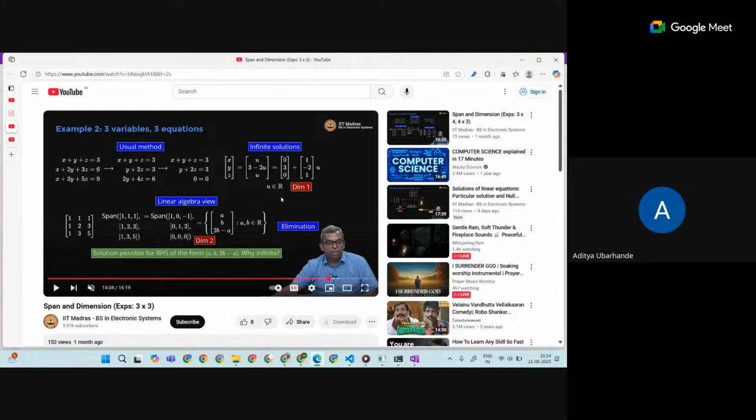Okay, sir. So it is not actually compulsory to convert it into these linear equations. We can literally just solve it in the matrix itself. Yes.